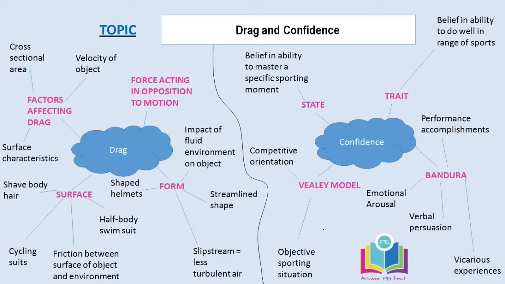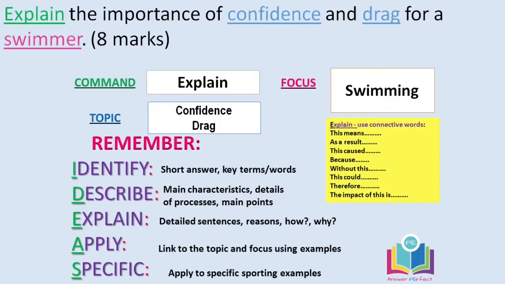Now, I'm going to go on to the question again. So this is where we look at how we break them down. It says, explain the importance of confidence and drag for a swimmer. It's worth 8 marks. Remember, this is a synoptic question. So that means, an examiner told me this, that the response needs to be blended. So you can't just stick all your drag stuff together and all your confidence together. It needs to overlap and interlink a little bit.